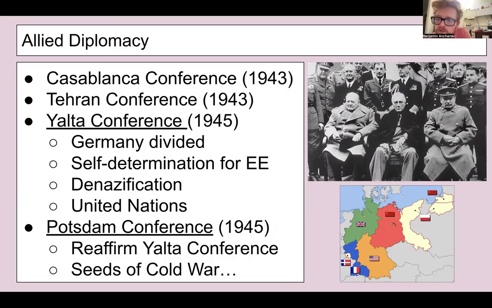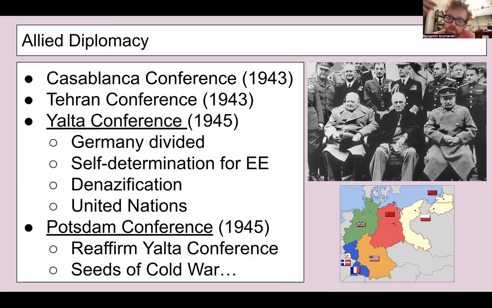The Casablanca Conference, Joseph Stalin is not there for that, but Churchill, the American President FDR, and the Chinese nationalist President Chiang Kai-shek, they're going to agree on some general terms. For example, agreeing to invade North Africa, eventually invade Italy. They're also going to agree that they are going to coordinate some strategy in East Asia as well.